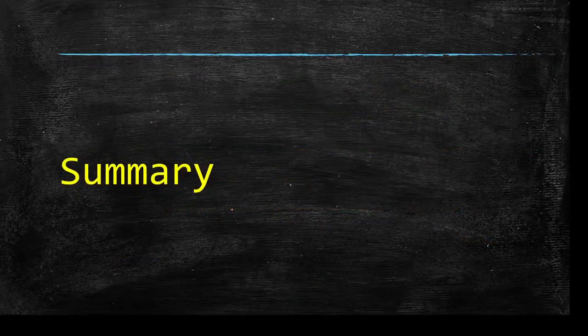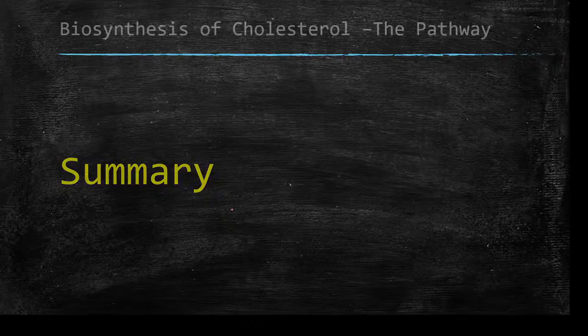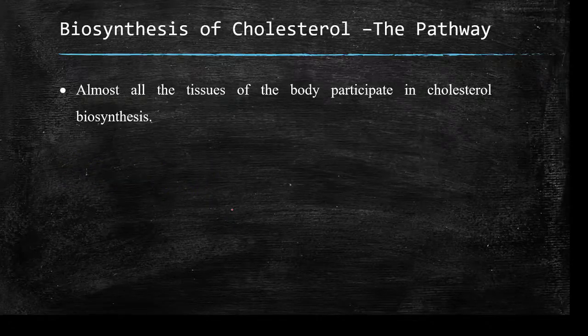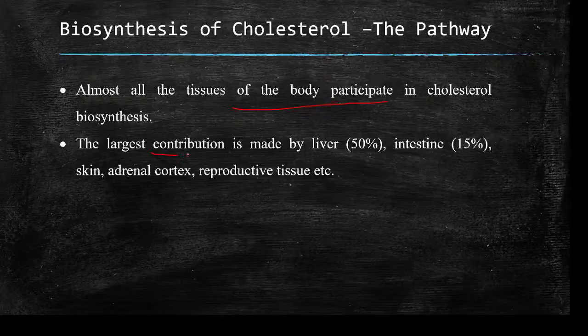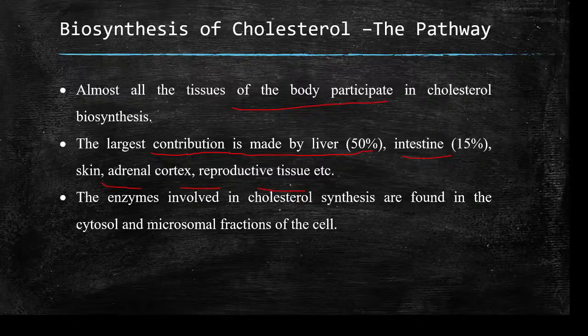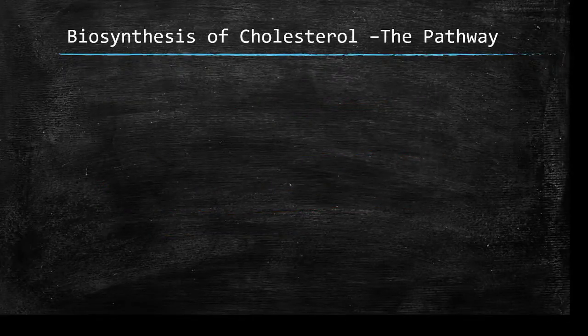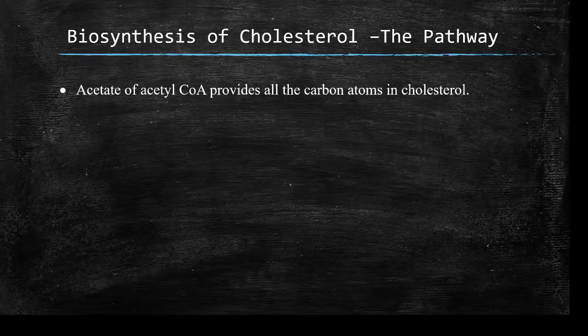Okay, so in summary to today's class, biosynthesis of cholesterol. Almost all the tissues of the body participate in cholesterol biosynthesis. The largest contribution is made by liver, intestines, skin, adrenal cortex, and reproductive tissue. The enzymes involved in cholesterol synthesis are found in the cytoplasm and microsomal fractions of the cell. So the site of biosynthesis of cholesterol is the cytoplasm. This is an anabolic pathway.